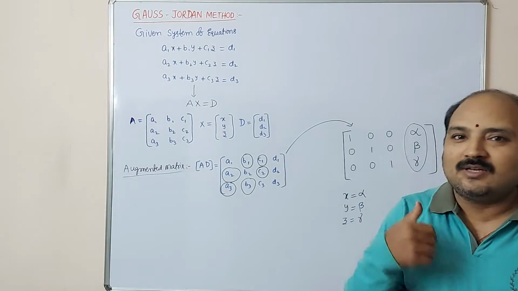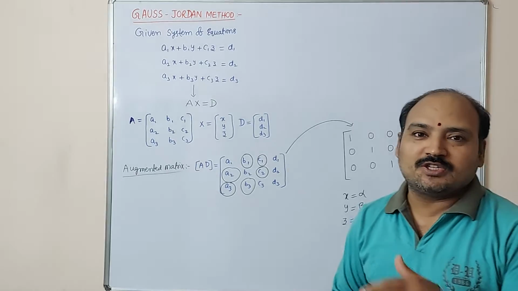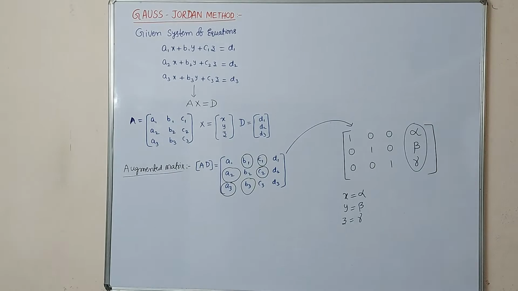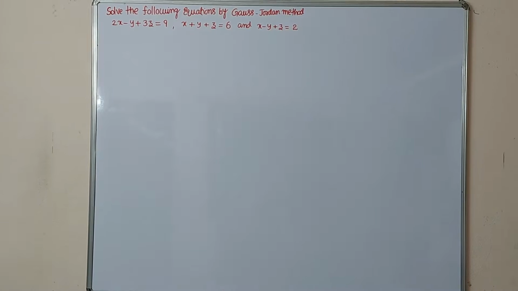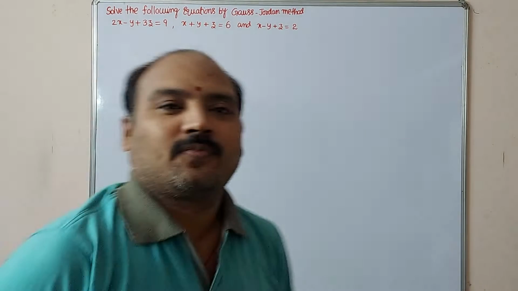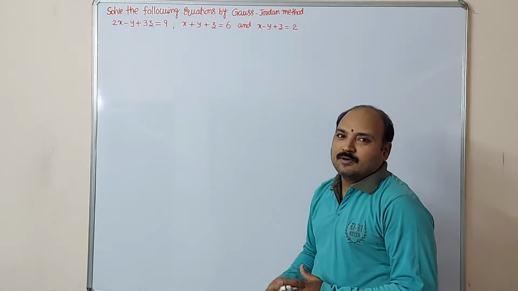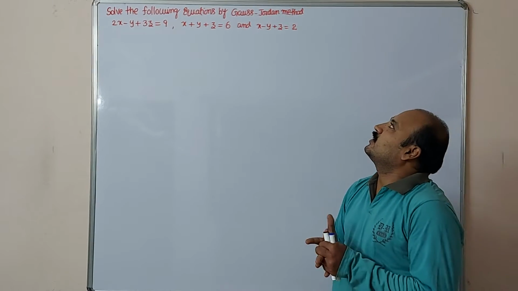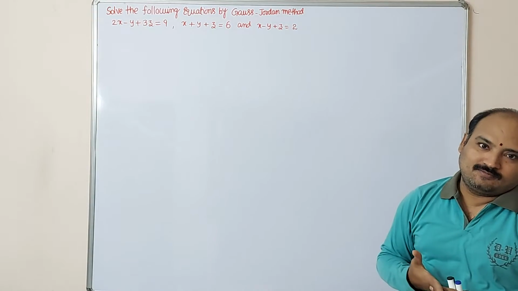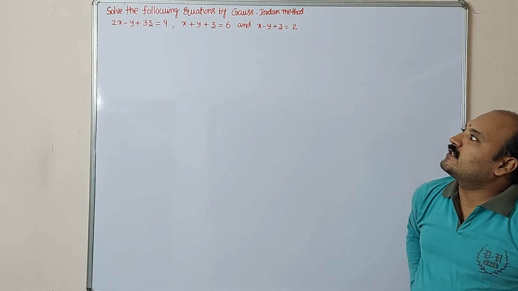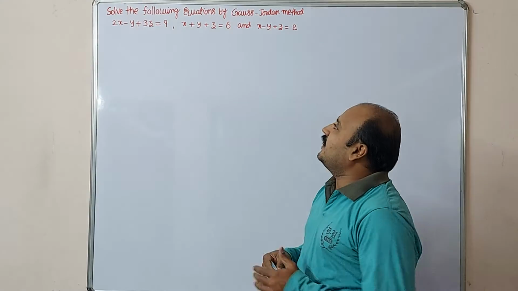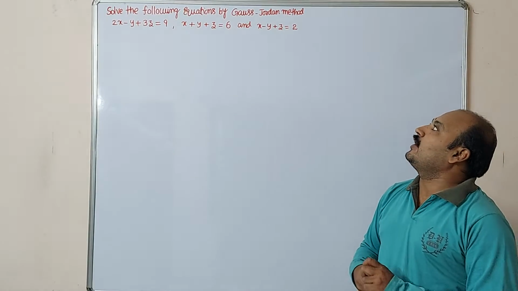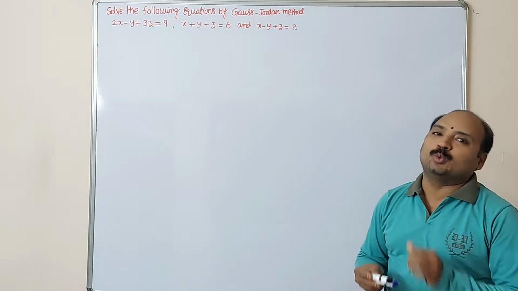I will take one or two examples to get the solution for a system of equations. The example for this Gauss-Jordan method is: solve the following equations by the Gauss-Jordan method. 2x minus y plus 3z equal to 9, x plus y plus z equal to 6, and x minus y plus z equal to 2.